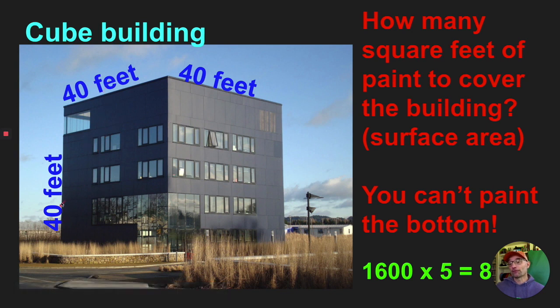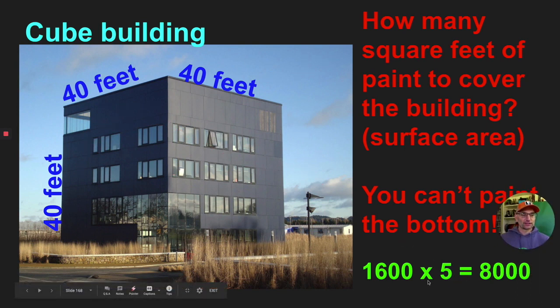All right, so you should have got 1,600 for each side. 40 times 40, 4 times 4 is 16, and add those 2 zeros. So 1,600 for each of the 5 sides, and 1,600 times 5 is 8,000. So you should have got 8,000.